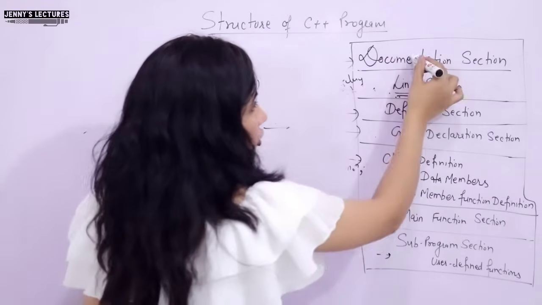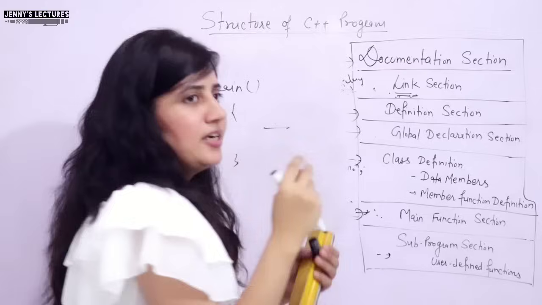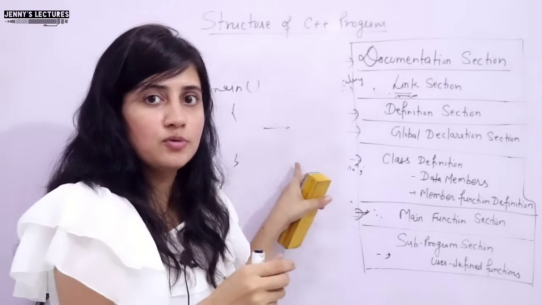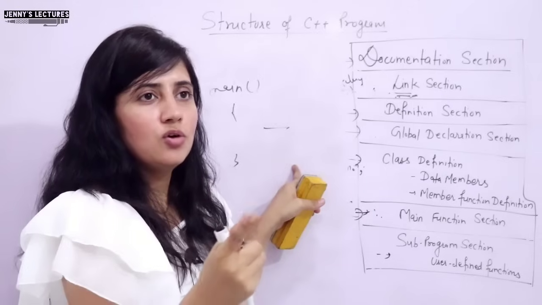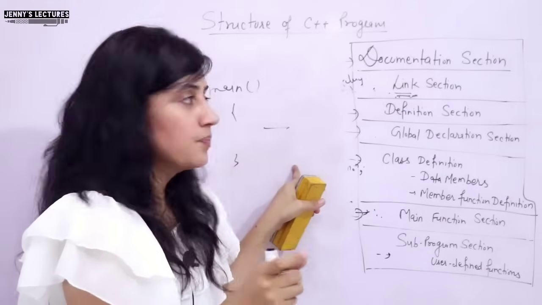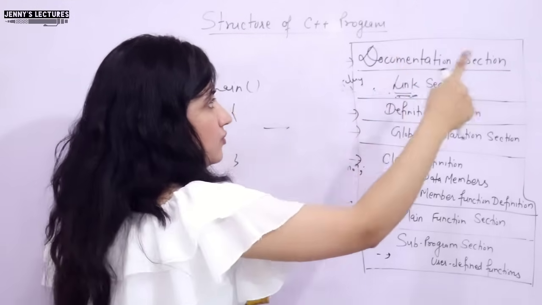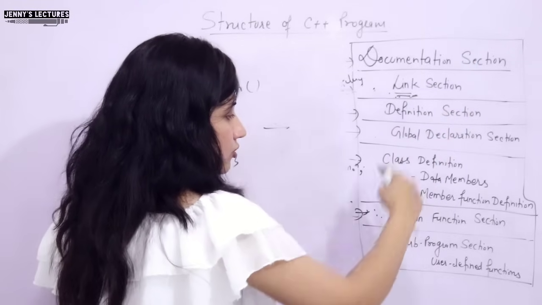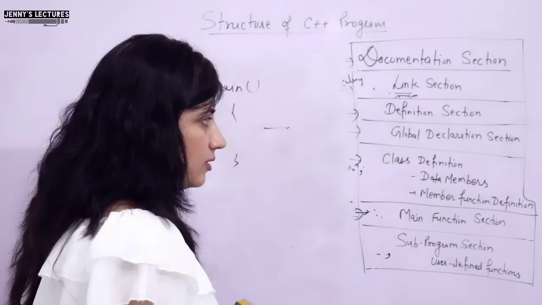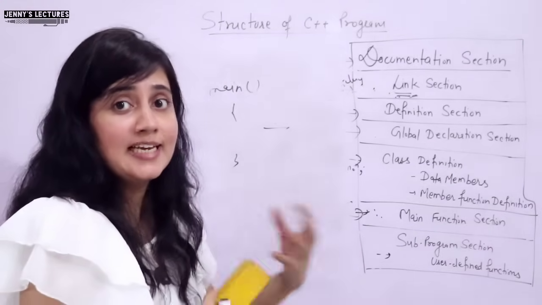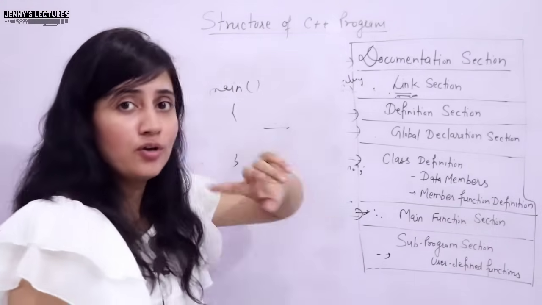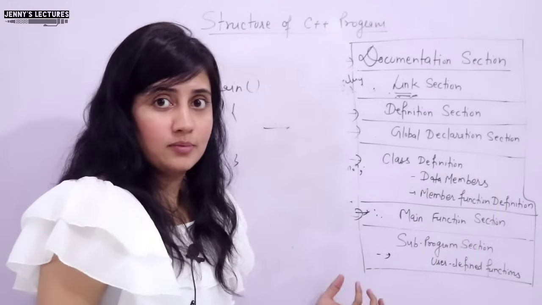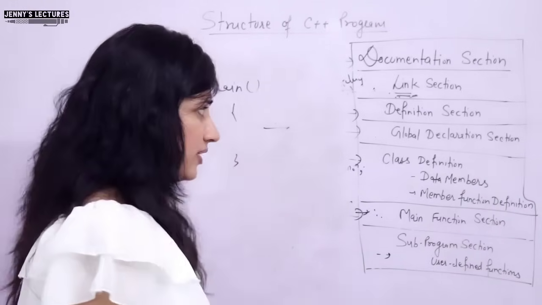So see, the documentation and link sections are different from the structure of a C program, because here we have the concept of headers and namespaces, not header files. But the definition section, global declaration, main function and subprogram section are the same as in the structure of a C program. For a detailed explanation of these, you can refer to that video. If you got it from this video, then it is fine, no need to refer to that video, right.